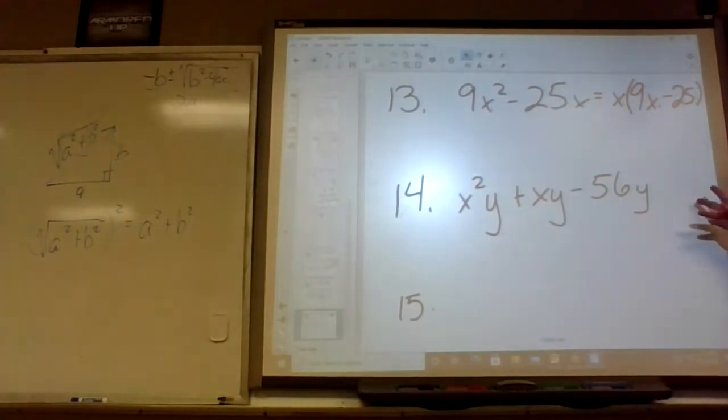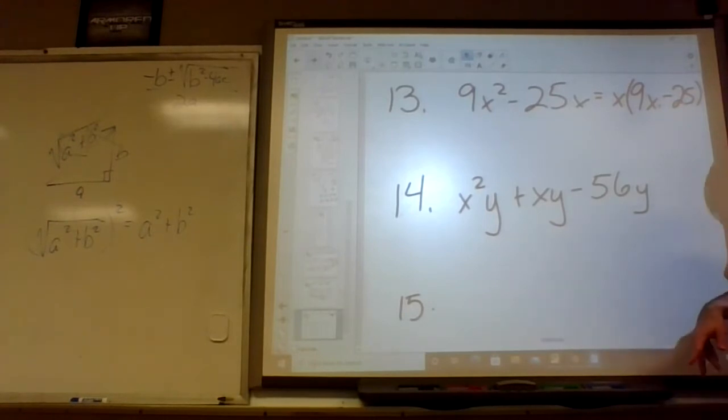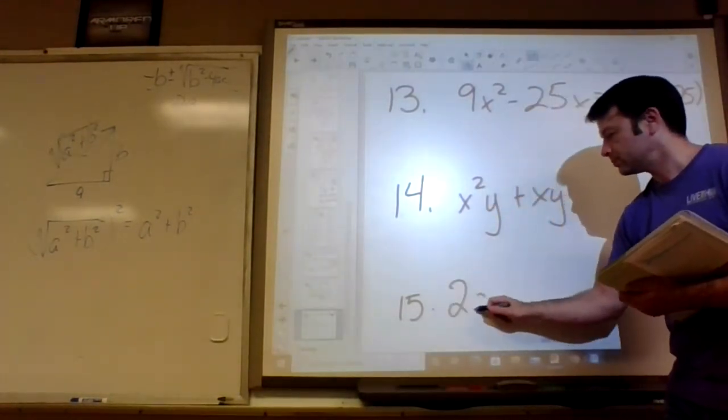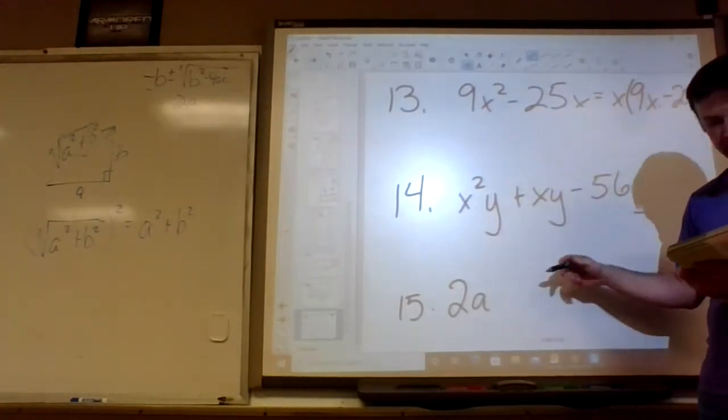Okay. What can you do on 14? Take out y. I don't know. Let's do one more hard one, then we'll go on. Take out a y on 14, that's correct. Go ahead and do that. Oh, okay.